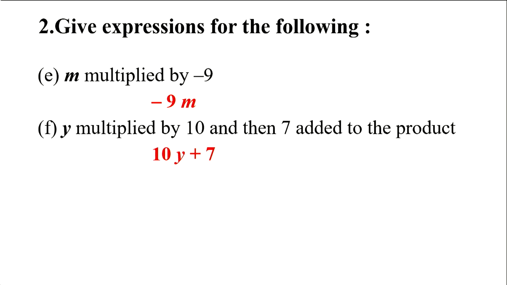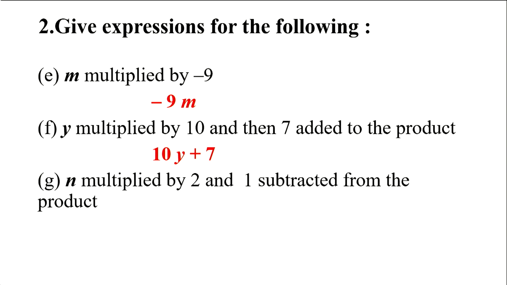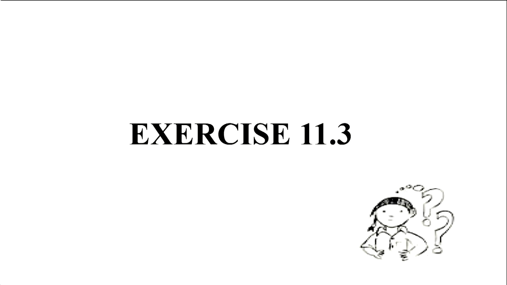How to write this? 10y plus 7. N multiplied by 2 and 1 subtracted from the product. How to write this statement? In an algebraic expression, it is 2n minus 1, because n is multiplied by 2 and 1 is subtracted from the product. Now, let us solve the problems in exercise 11.3.